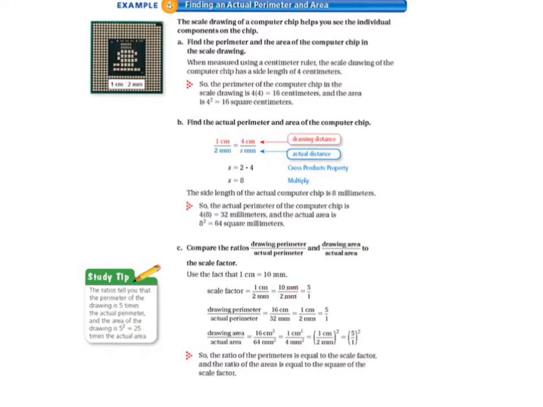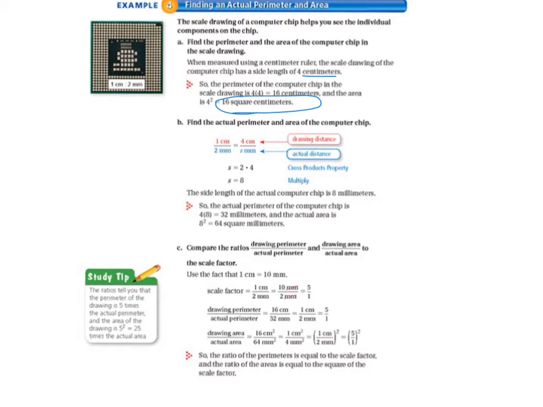On page 302, we're going to be doing example 4, finding an actual perimeter and area. The scale drawing of a computer chip helps you see the individual components on the chip. Letter A, find the perimeter and area of the computer chip in the scale drawing. When measured using a centimeter ruler, the scale drawing of the computer chip has a side length of 4 centimeters. So the perimeter of the computer chip in the scale drawing is 4 times 4, which is 16 centimeters because it's a square. And the area is 4 squared, which equals 16 square centimeters.